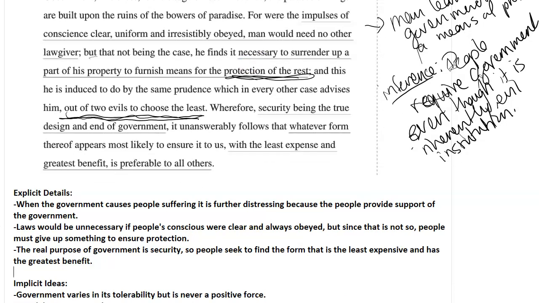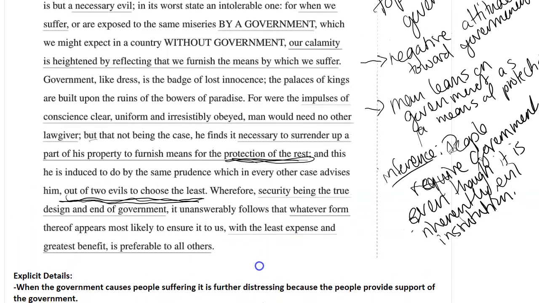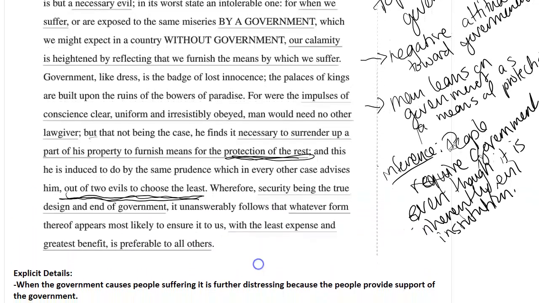Number two, laws would be unnecessary if people's conscience were clear and always obeyed, but since that is not so, people must give up something to ensure protection. And we can see that here where it says, for were the impulses of conscience clear, uniform, and irresistibly obeyed, man would need no other lawgiver. But that not being the case, he finds it necessary to surrender up part of his property to furnish means of protection of the rest.